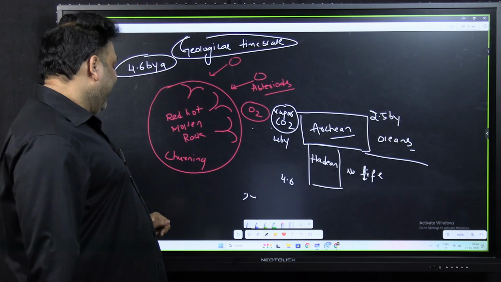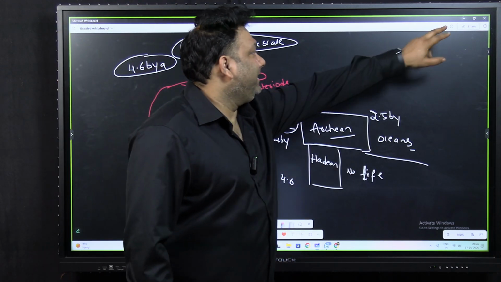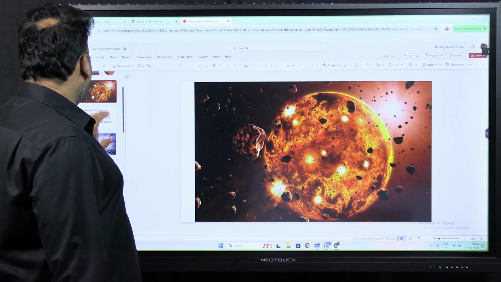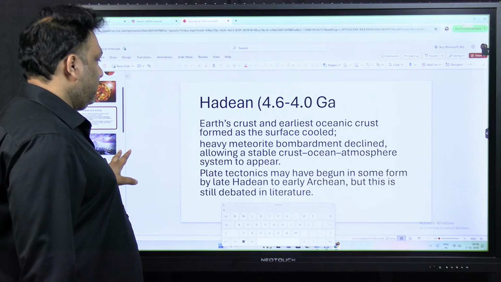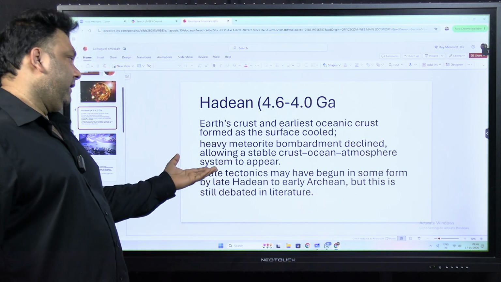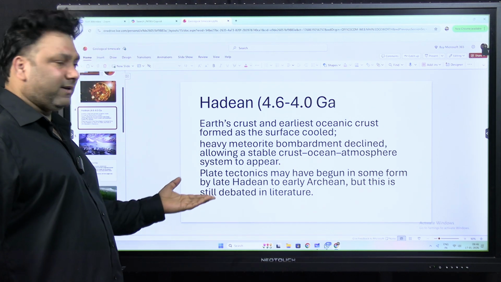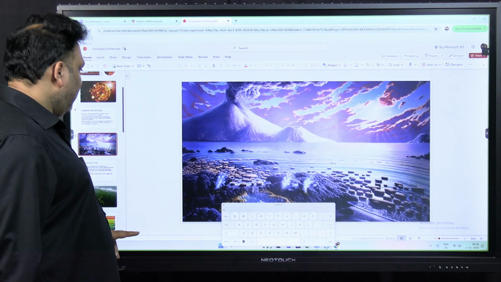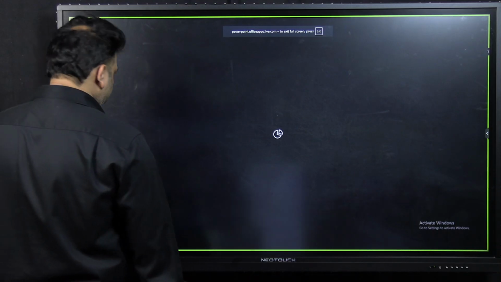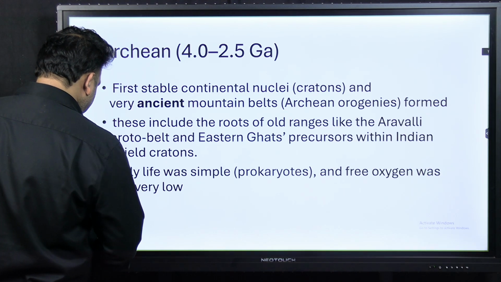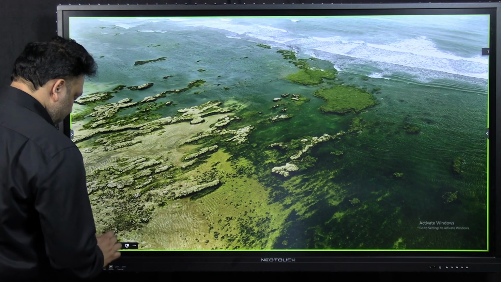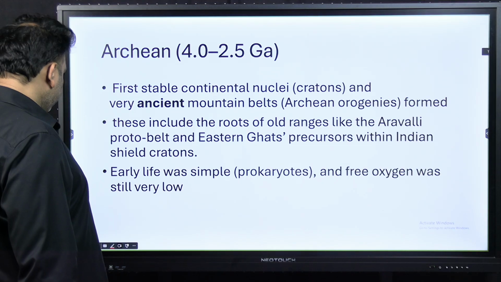Now let's see what happens during the Archean time. I'll be explaining this in a bit of detail. So look at the features of the Hadean. The surface has cooled a little bit, heavy meteoritic bombardment is happening, etc. All these things are not that relevant. Now I'll tell you what is happening during this Archean time period, and this is very important. This will also lay a foundation for your climatology later on. You'll understand how the various climates have been created.